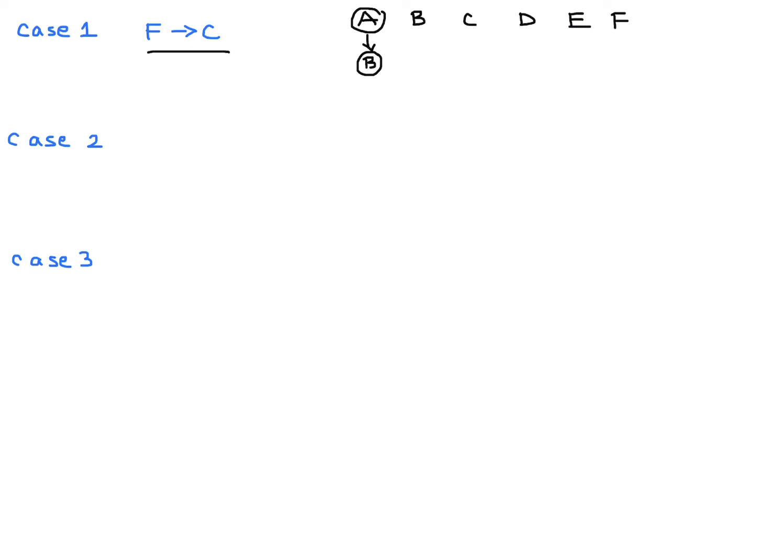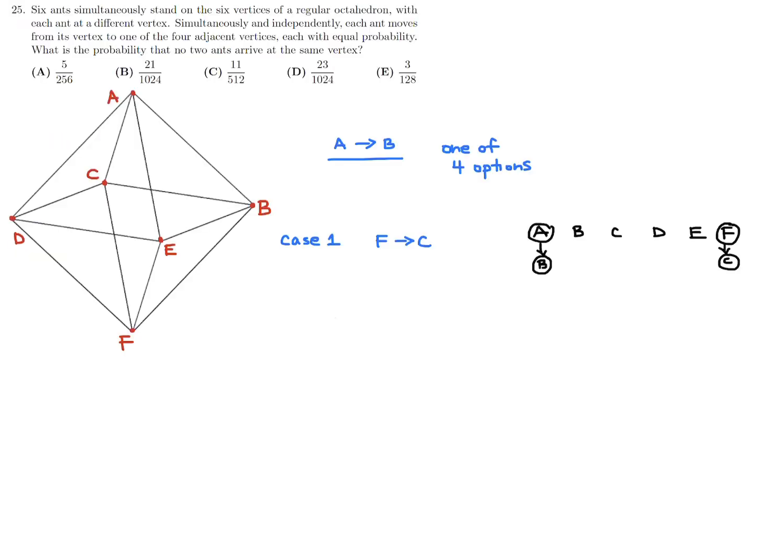Now, F, we also decided, is going to C. So F is going to C. Now, we need to figure out where does everybody else go. Bring the diagram back so it helps you visually.